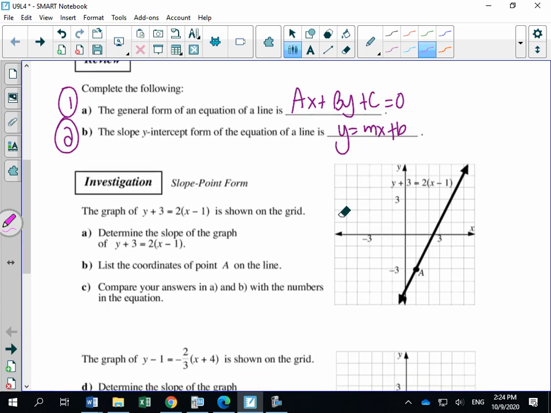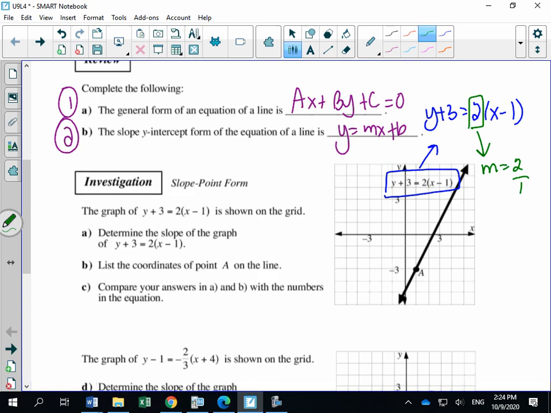So let's look at a couple of things. In this investigation, they gave me an equation in slope point form. So the equation is y plus 3 is equal to 2 times the bracket x minus 1. So I often tell students, okay, identify the slope first. What is the slope of this line? And students are really good at picking out that the slope is always going to be the number in front of your bracket. So the slope of this line is going to be 2, or a rise of 2 and a run of 1. Then I say identify the point. So this would be your x point and this would be your y point.